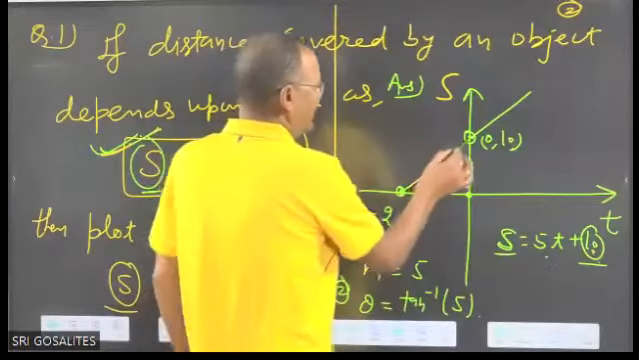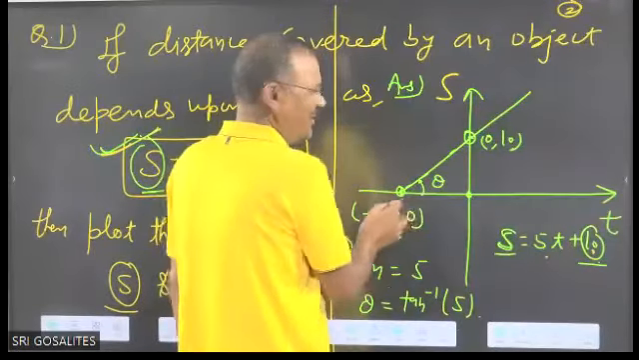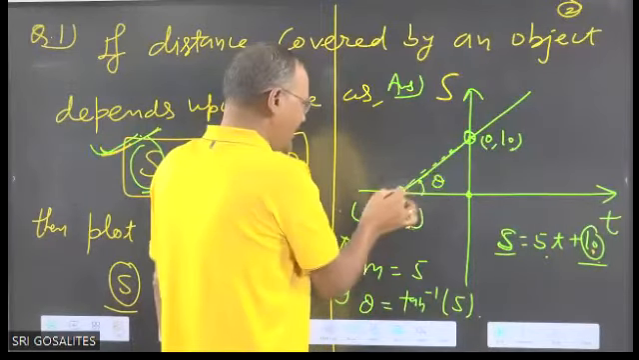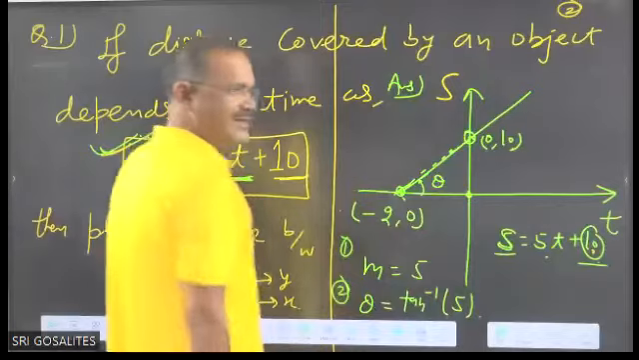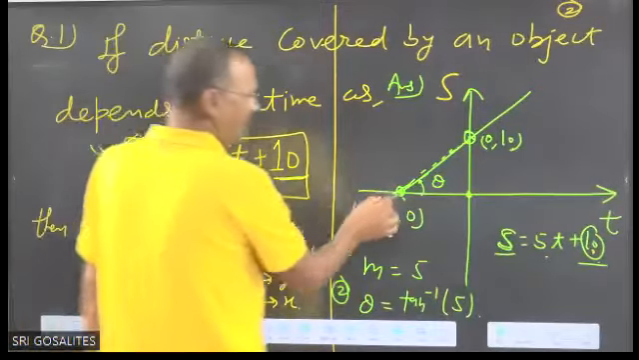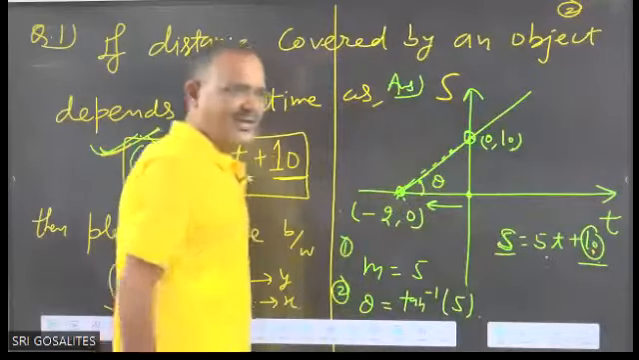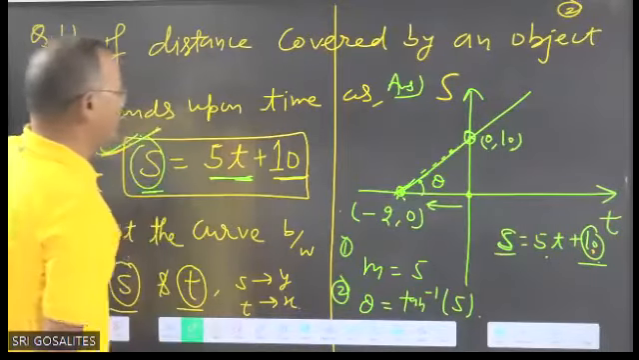So if we extend it, of course, time cannot be negative here. We are just asking what happens if we take the line backwards where it will cut the time axis. However, it does not make any sense because time will never be negative. Can time ever be negative? No, it cannot. Okay.